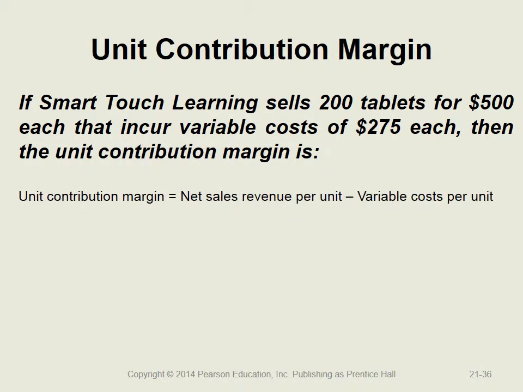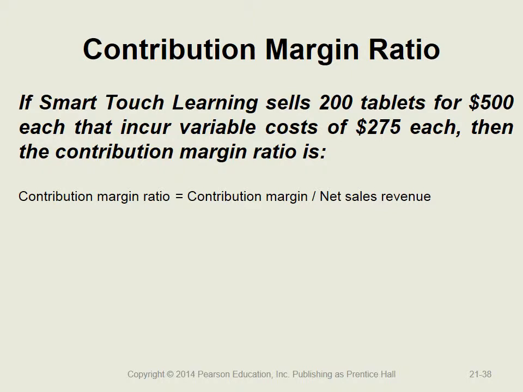The previous example calculated contribution margin as a total amount. Contribution margin can also be expressed at the unit level as a unit amount. It is the difference between net sales revenue per unit and variable costs per unit. Note that the terms unit contribution margin and contribution margin per unit are used interchangeably. For Smart Touch Learning, the unit contribution margin is $225 per tablet.